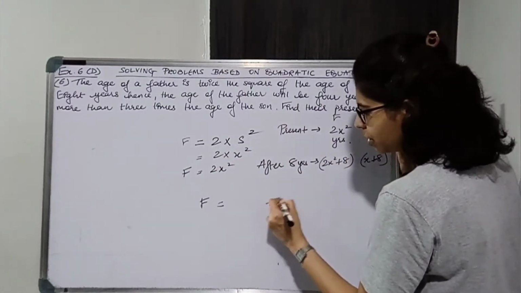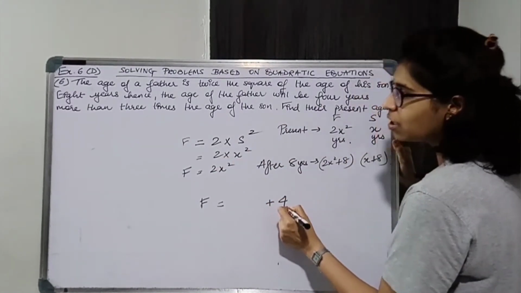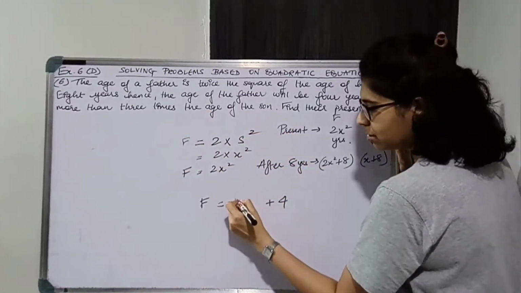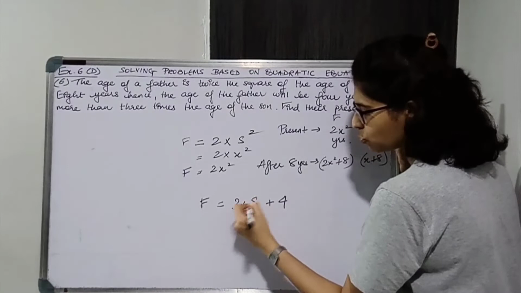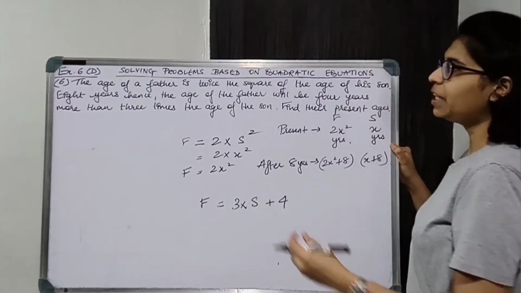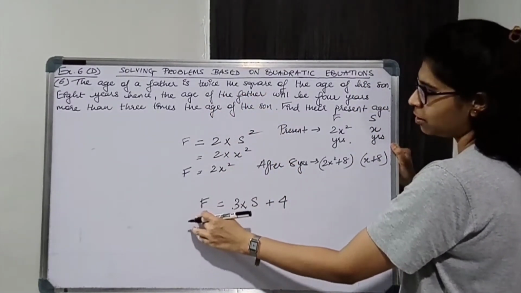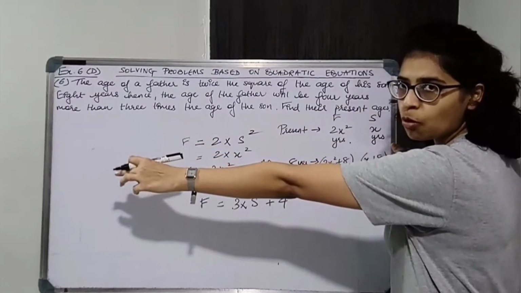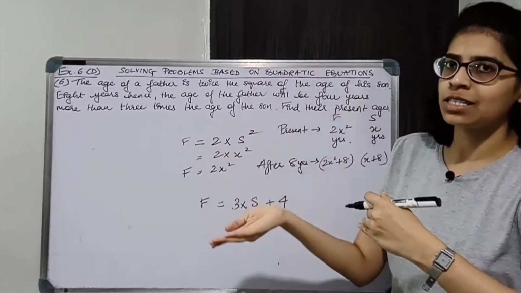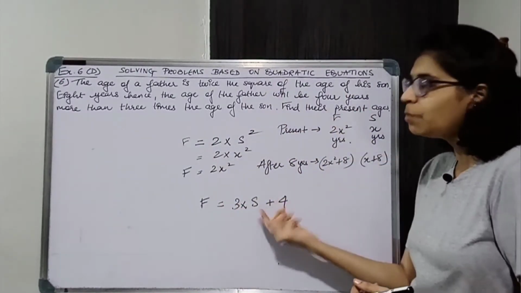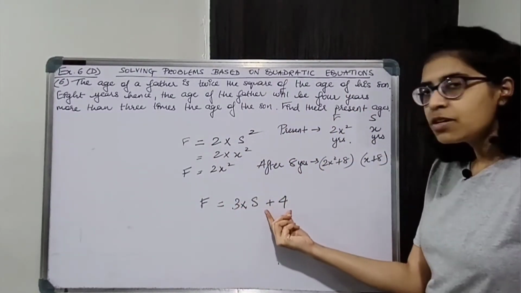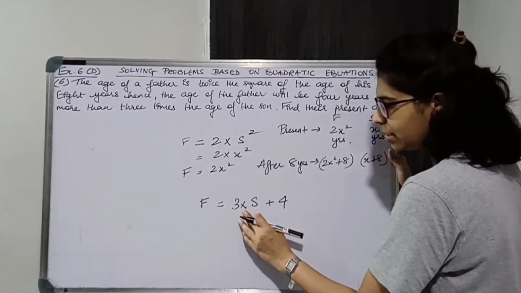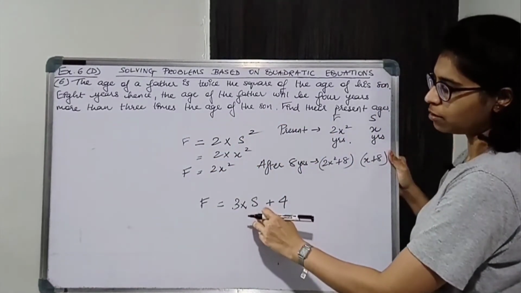So 4 years more than 3 times the age of the son. I'll repeat, the age of father will be equal to 4 years more. More means plus. If they told less, then it would be minus. So 4 years more than 3 times the age of the son. So 3 times into age of the son.